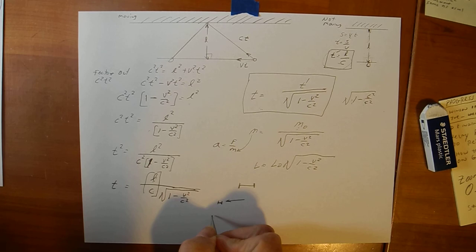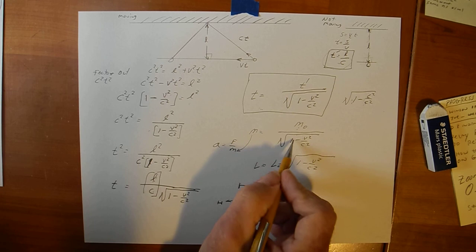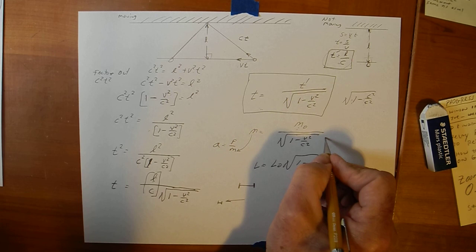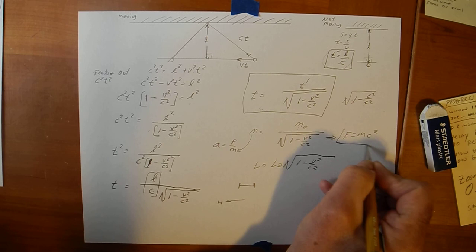Okay, so we'll have a problem set using some of these. Sometimes you might have to take this and solve for V to find out how fast you're going. It is also possible to take this guy and derive E equals MC squared from it. That's a job for another video. Okay, that's all for this one.